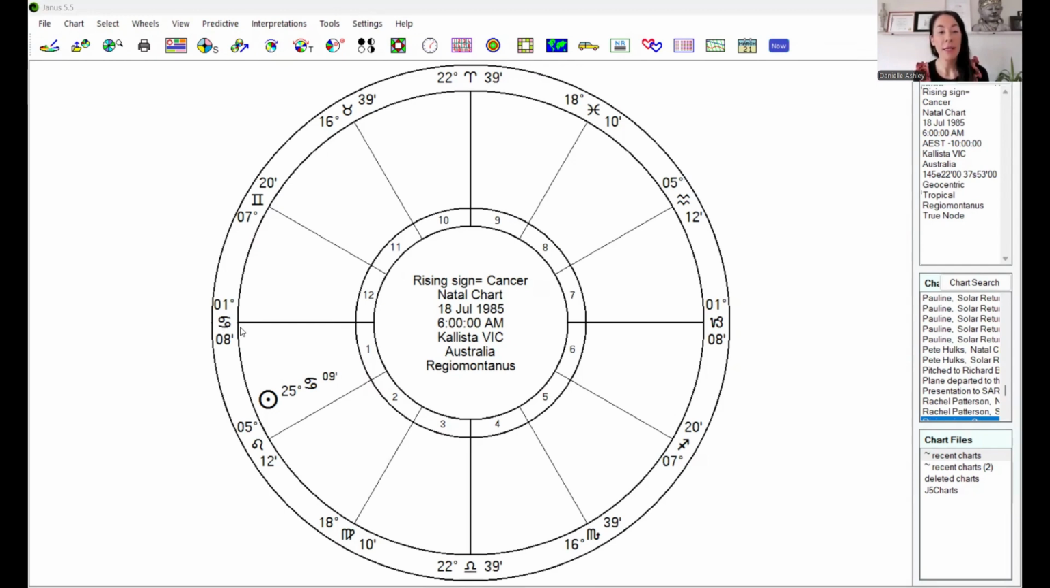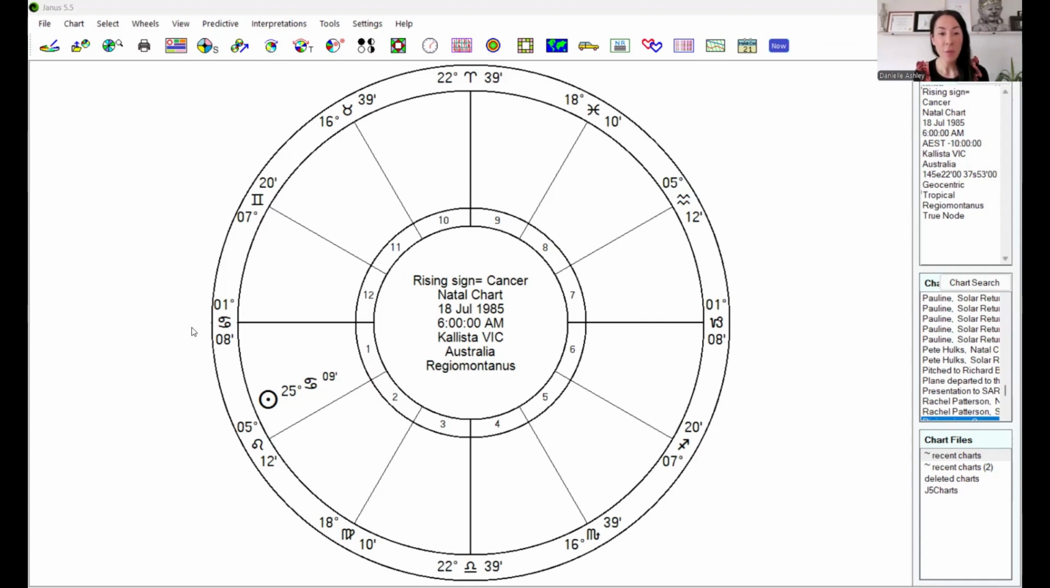Which one is rising? Now, this is the eastern horizon over here. And this line that divides the chart into two is the horizon line. And Cancer, this is the symbol for Cancer, is the rising sign here, or the ascendant. They both mean the same thing.